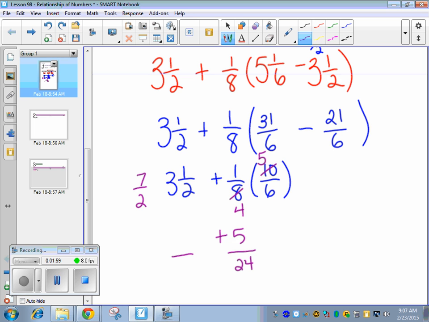But then I want to make it out of 24, so we're going to multiply by 12/12. So 7 times 12 is 84. And now we're going to add, and we get 89/24. All right, so let's try another one.